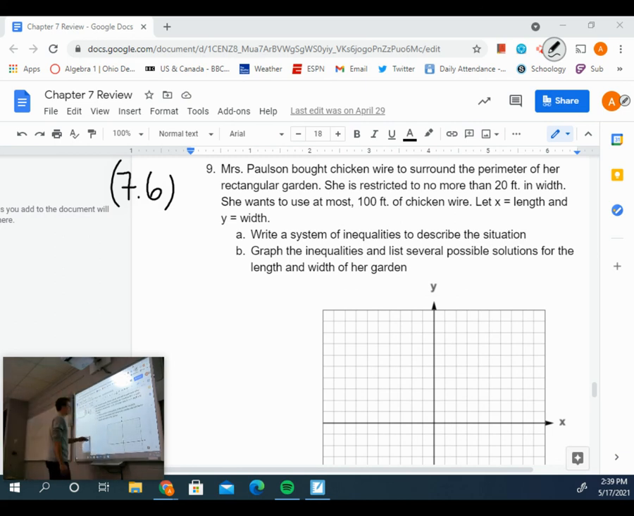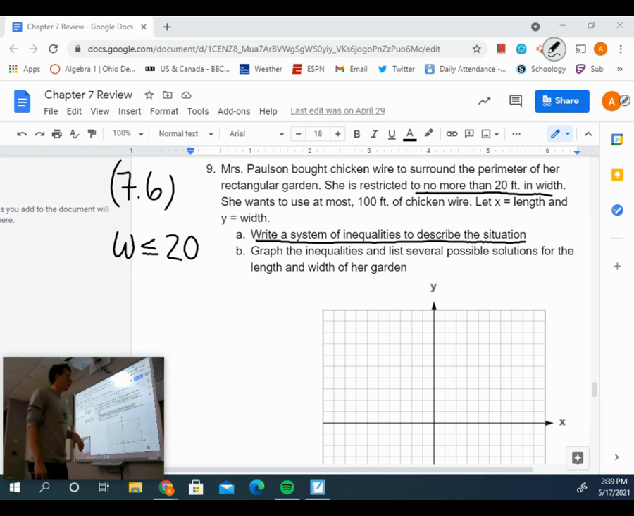So first things first, let's write a system of inequalities, right? This is kind of like 7.4. Before we eliminate and substitute, we have to come up with the equations, kind of the same idea here. So here I need to come up with a system of inequalities before I graph them. Well, when I read the problem, she's restricted to no more than 20 feet in width. So W and 20, and the open side will face the 20 and will include an equal to.